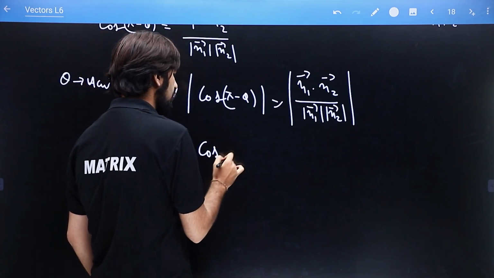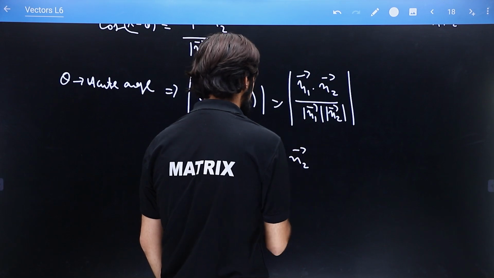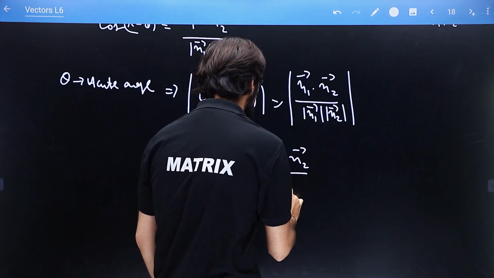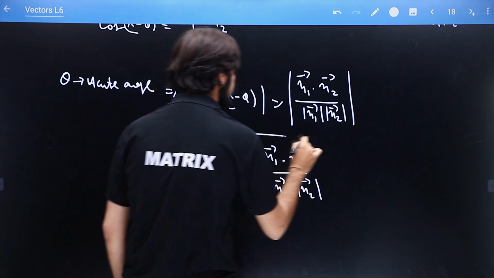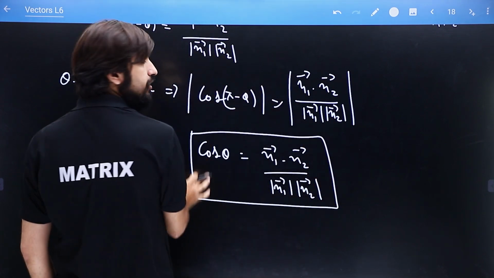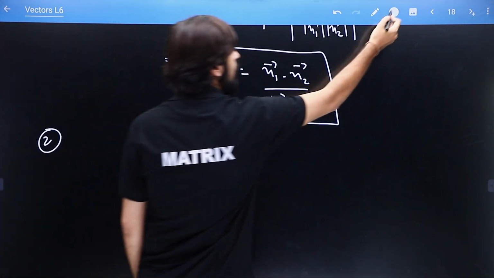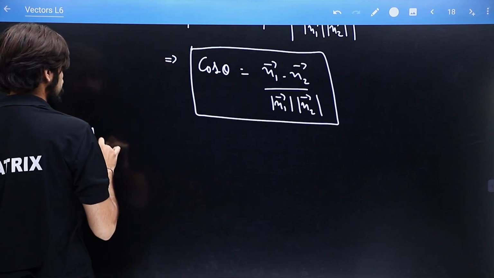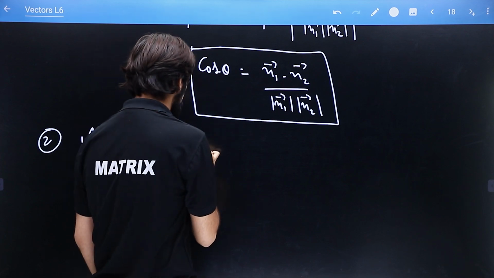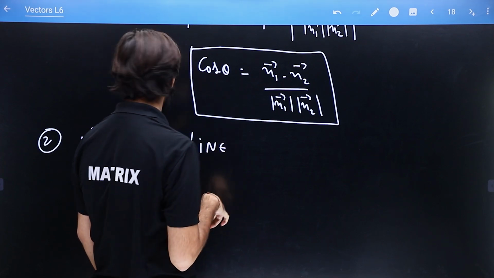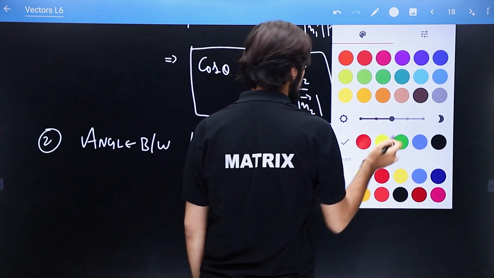So you will get the formula: cos theta is equal to n1 vector dot n2 vector divided by mod of n1 vector mod of n2 vector. Okay, as simple as that. This is the angle between two planes. What if we have to find the second one, the angle between line and plane? You have to be careful in that case.